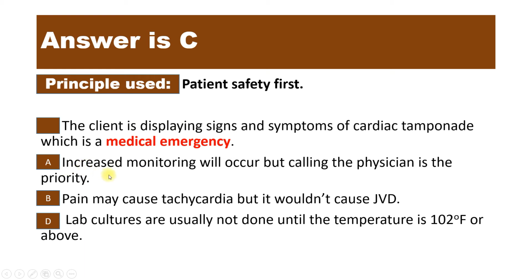So guys, what about these other options? Increased monitoring will occur, but calling the physician is the priority. Pain may cause tachycardia, but it wouldn't cause jugular venous distension. Lab cultures are usually not done until the temperature is 102 or above. Okay guys, so let's go to the next question.